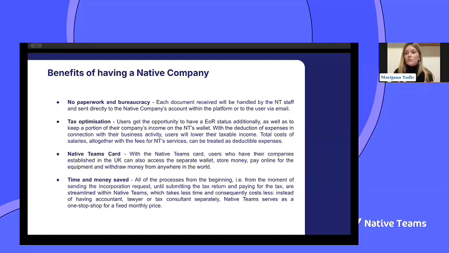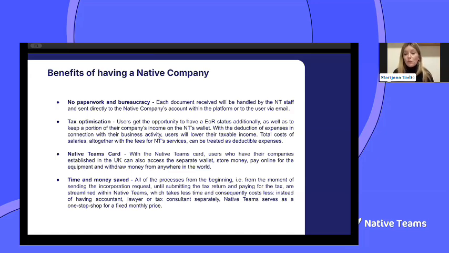You can transfer some sum of money to your personal wallet. Also, you can receive a Native Teams card if you, of course, request it. With this card, you can use the money from your personal wallet. You can also pay for various subscriptions for your marketers or your clients. You can receive money on this, and you can withdraw money from anywhere you're at. So it is quite convenient, and time and money saved.